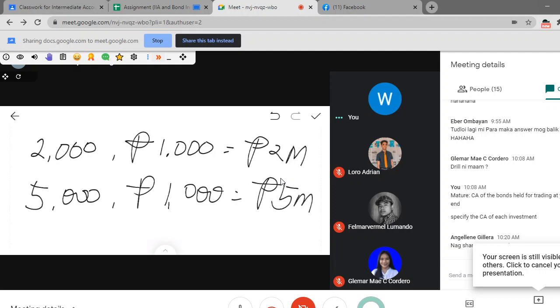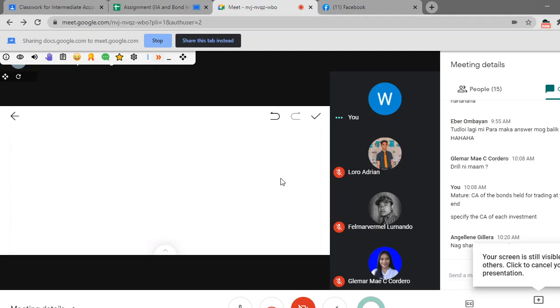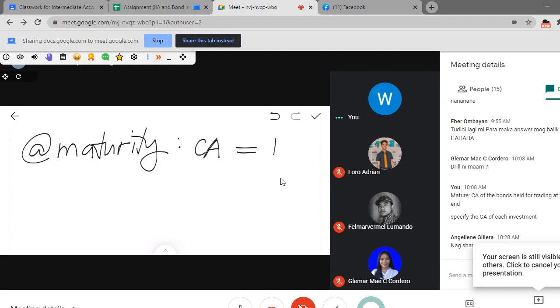Our goal is at the end of the line. Okay? At maturity, kanang mahuman na jud ba? Mahurot na gyud og bayad ang tanang bayronon. Ang ato ang goal is dapat si carrying amount of bonds should be equal to face amount. This is our goal.